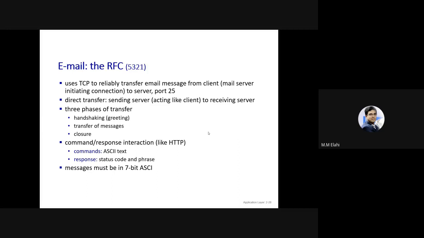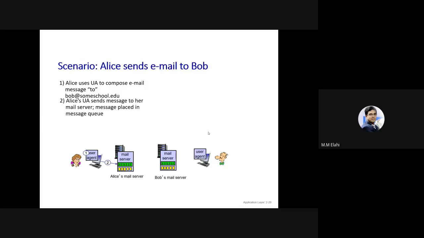And for transferring, there are three phases. One is handshaking, since it uses TCP, so it's a reliable protocol. Then transfer of messages, then close the connection, same as HTTP. Also similar to HTTP, all the commands are ASCII text. ASCII text means these are human readable. If you read the headers of any email sent, you can actually read the contents. And then there are responses, some status code and phrase, and all messages must be 7-bit ASCII. Now, how this works, a very simple example. Every time we send an email, these 6 steps are what is being done.